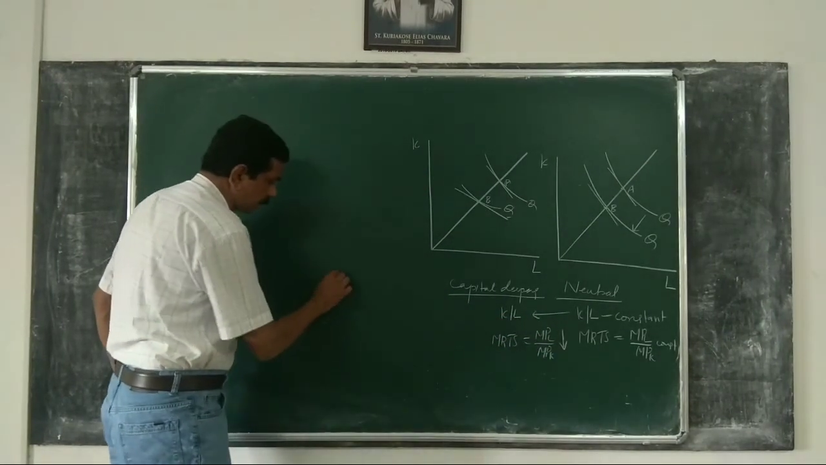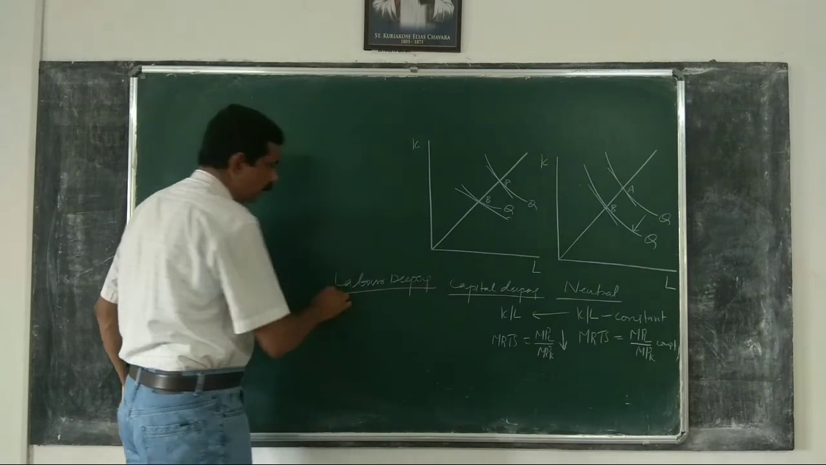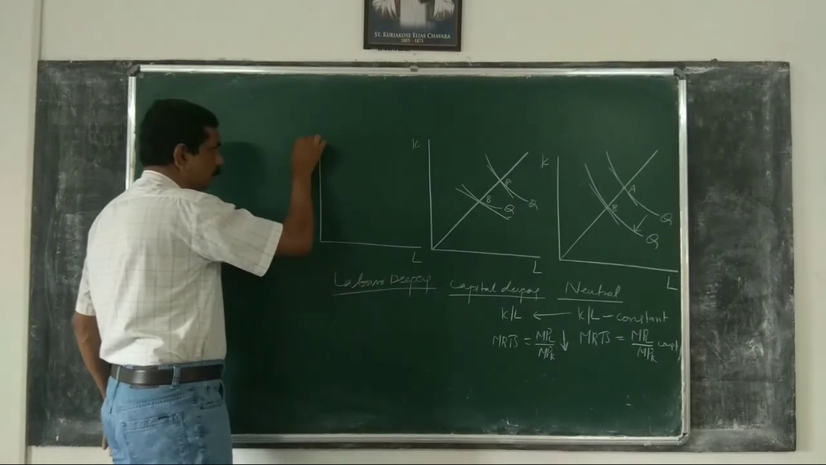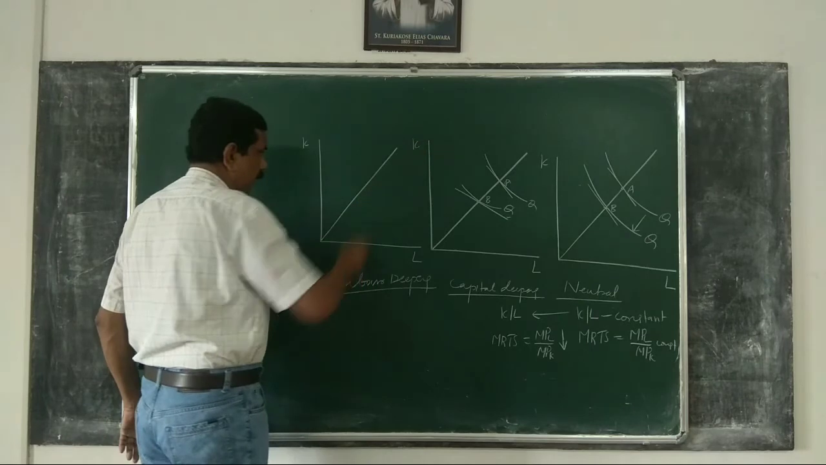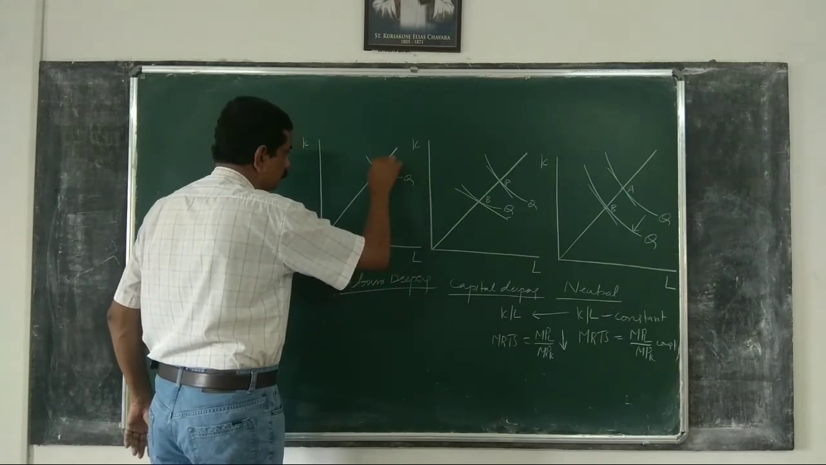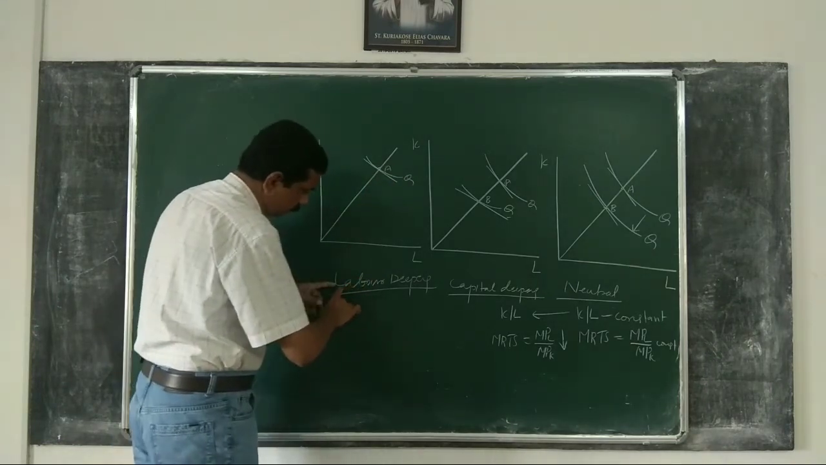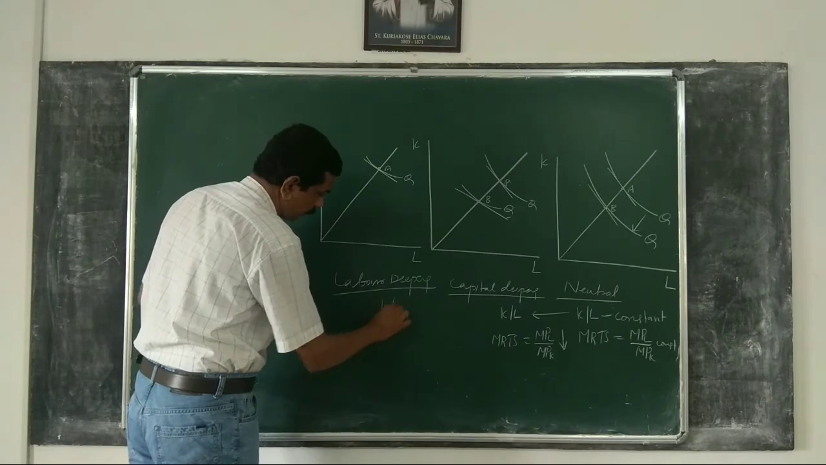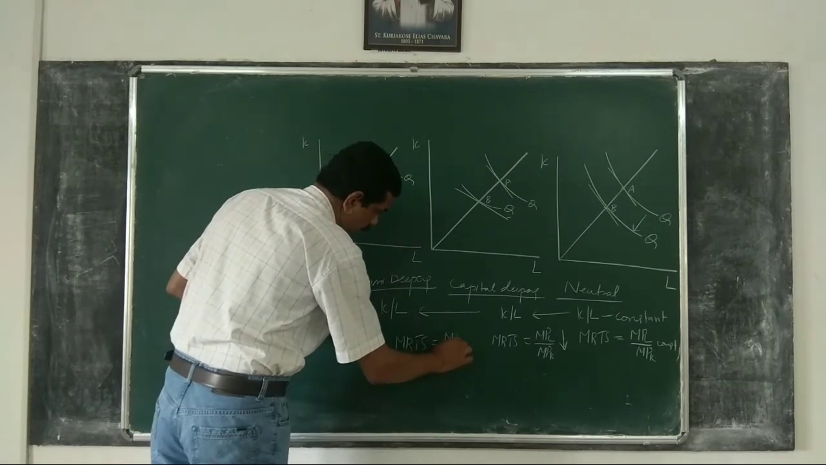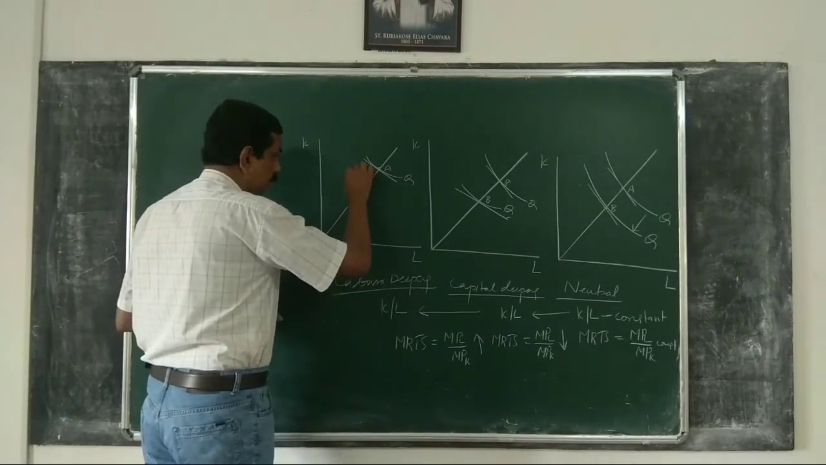Now we consider labor deepening, or what is known as labor deepening or capital saving. Now consider this, labor, capital, the ray along which K by L is constant. Now this is Q at point A. So again technical progress is said to be labor deepening if along a ray in which K by L is constant, MRTS, which is MPL by MPK, increases. MPL by MPK increases.